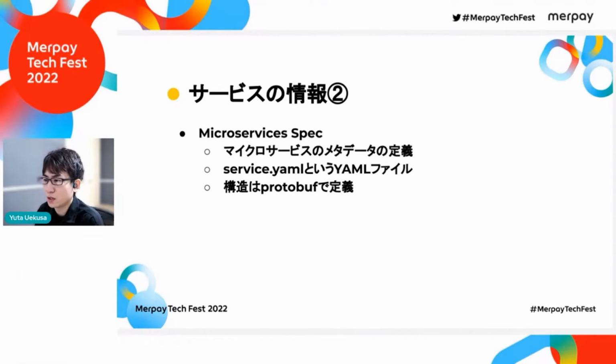The structure of the YAML file is defined in protobuf. By defining the structure with protobufs, input validation and message marshalling are made easier to handle mechanically.